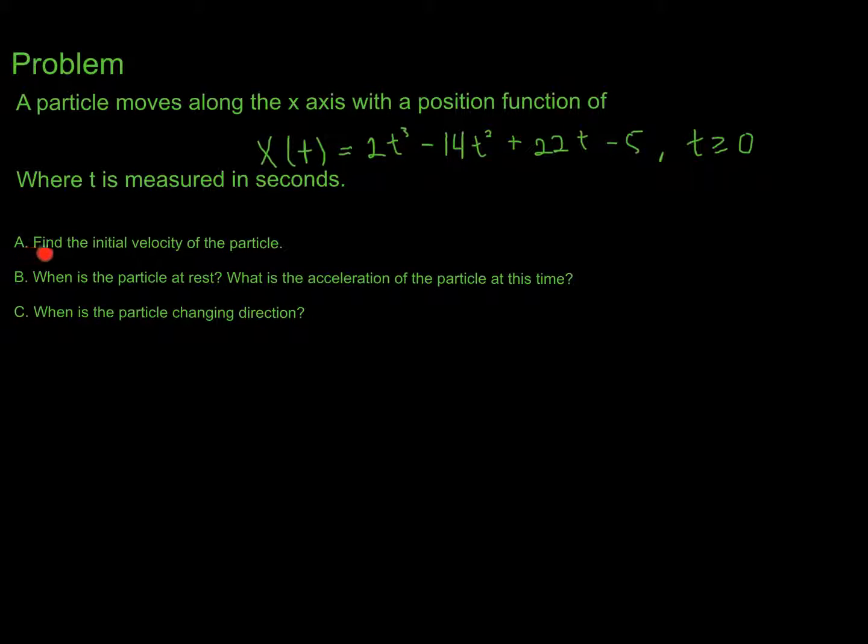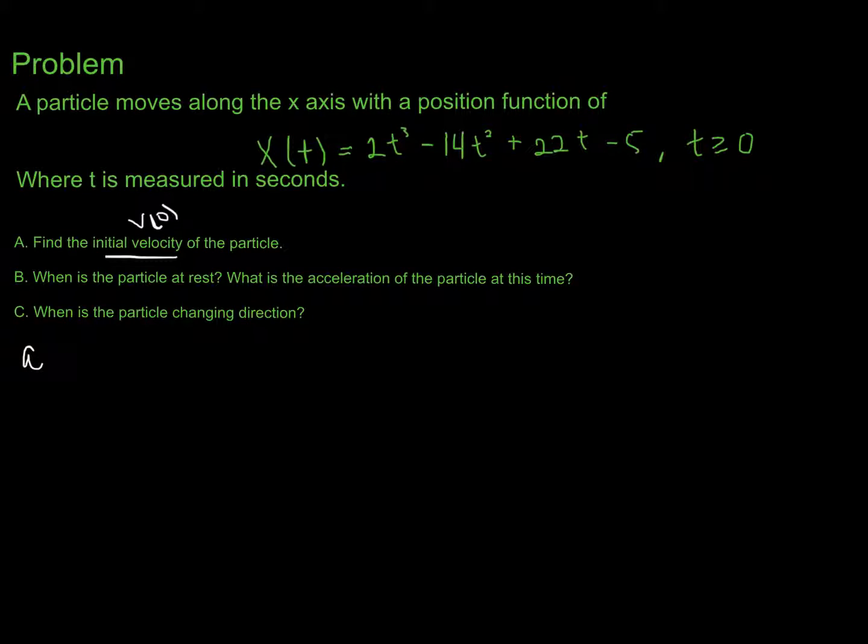We have a question that asks for the initial velocity of the particle. So initial means at the very beginning, in other words, when time is equal to 0, and velocity is the velocity of the particle. So here, that means I'm looking for v of 0. Now, what am I going to do to find v of 0? Well, I know that velocity is equal to the derivative of position. So I'm going to find the derivative, and then I'm going to evaluate when t is equal to 0.